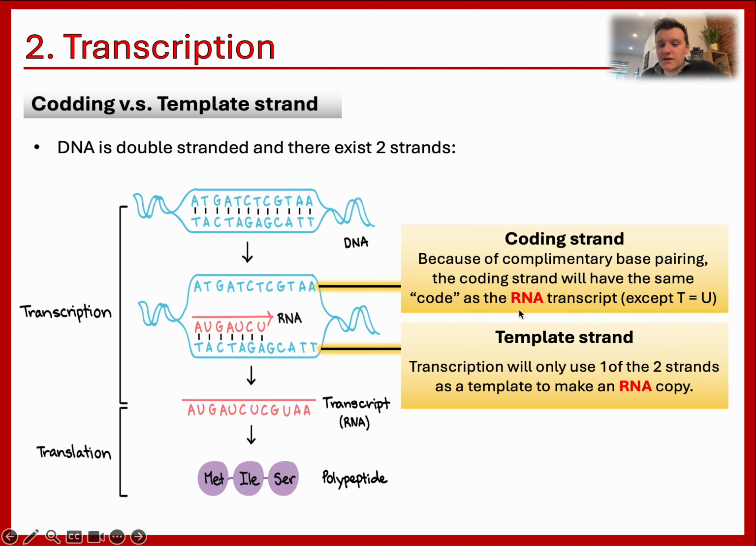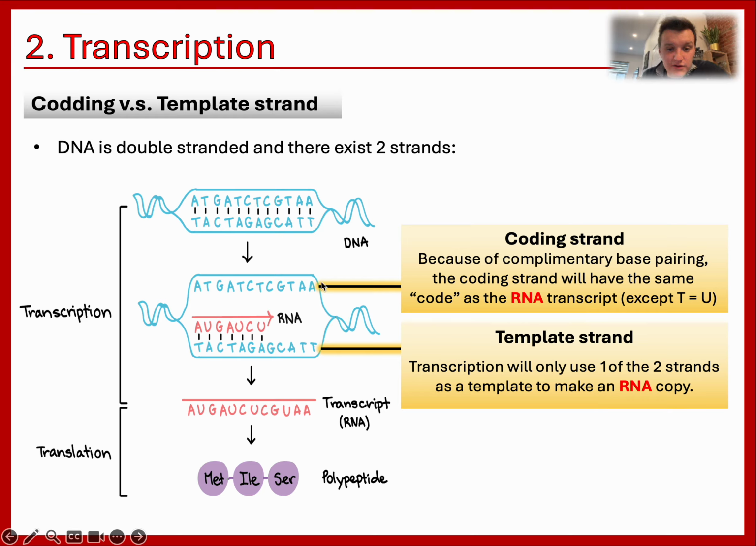Now, the other strand that isn't used as a template is called the coding strand. Because of complementary base pairing, look over here when they were together, right? ATG, ATC, right? The coding strand will have the same code as the RNA except T equals U, right?